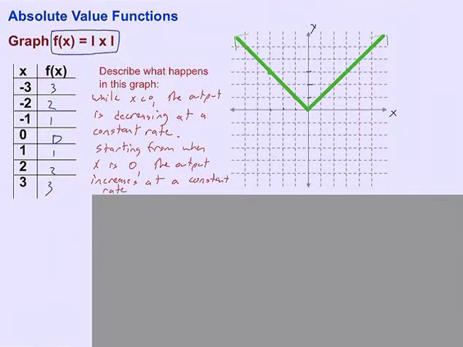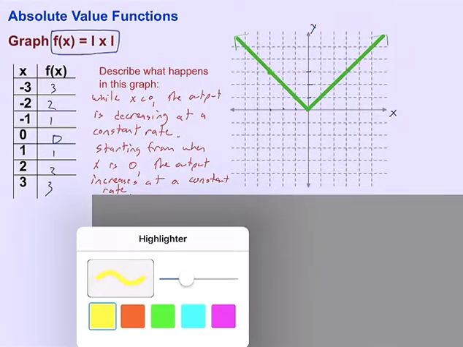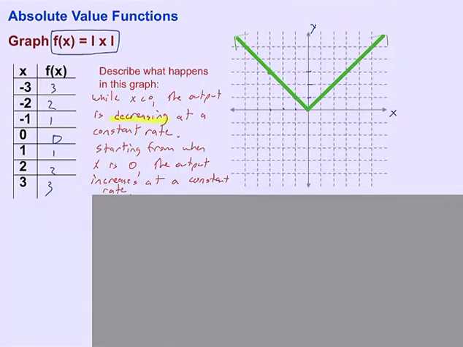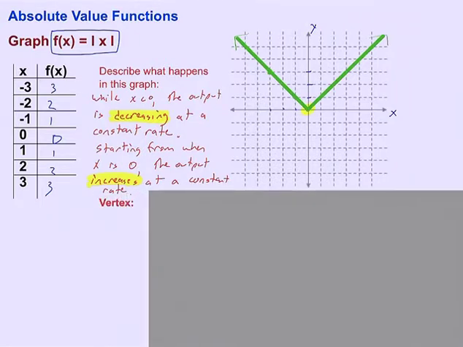Now, there are lots of other ways you could have phrased this, but the important ideas that I want you to remember from this is that the function is first increasing, or first, in this case, decreasing, and then increasing. So that's really important, that at some point the graph turns around. In fact, there's a name for that. It's called the vertex. The vertex of this graph is at 0, 0.